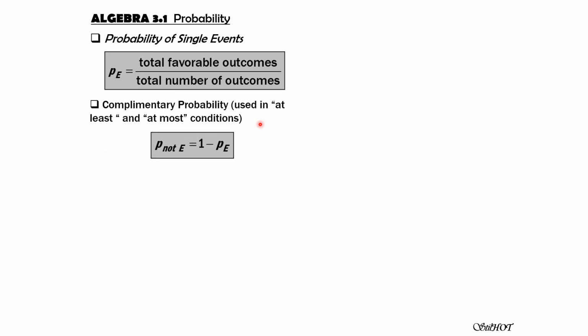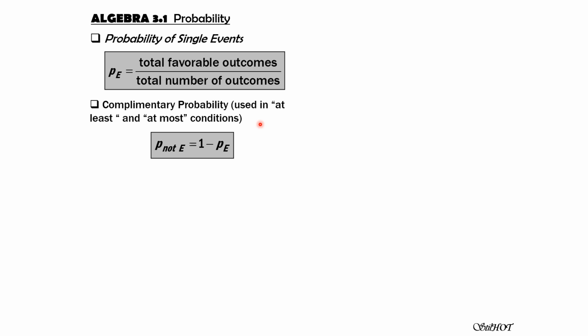Then, complementary probability. This is used in cases like at least and at most conditions. The probability that event E will not occur is equal to 1 minus the probability that it will occur. So the formula for complementary probability is: probability that event E will not occur is 1, the total probability, minus the probability that it will occur. So 1 minus P sub E.